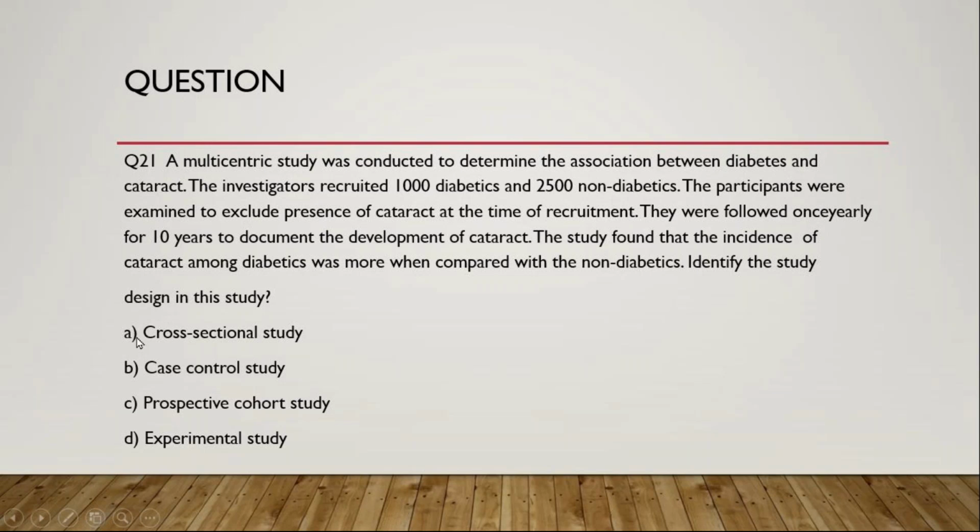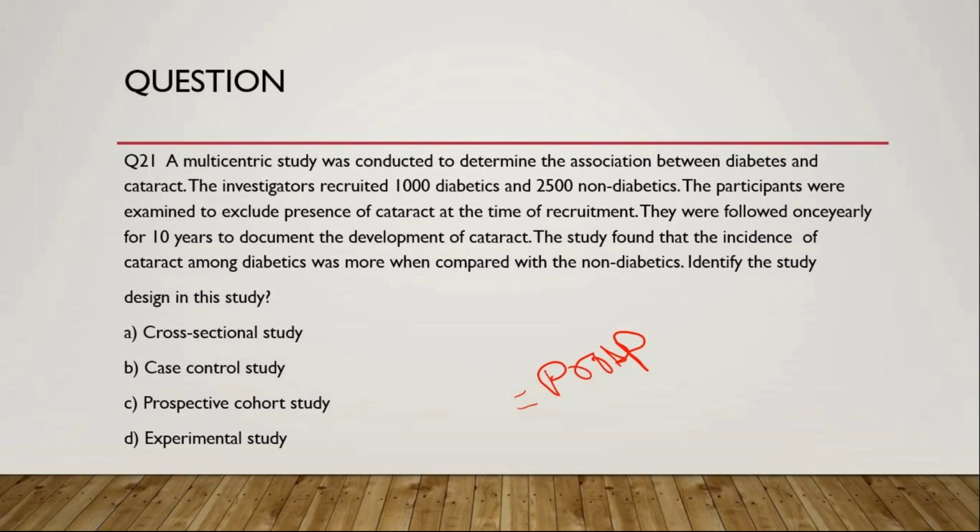So what type of study design is this? Option A, cross-sectional study. Option B, case control study. Option C, prospective cohort study. And option D, experimental study. Option C, prospective cohort study. So do you know the difference between prospective and retrospective? Can anybody tell what is the difference?